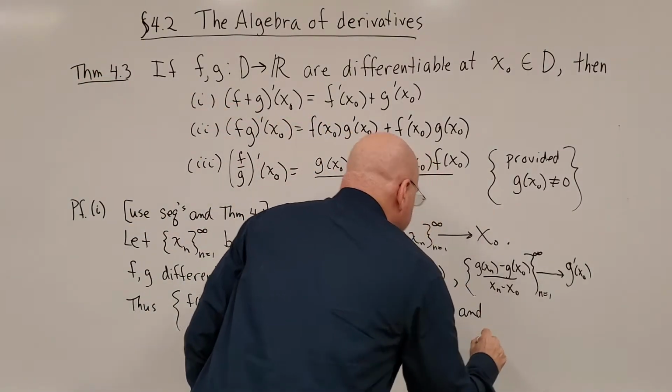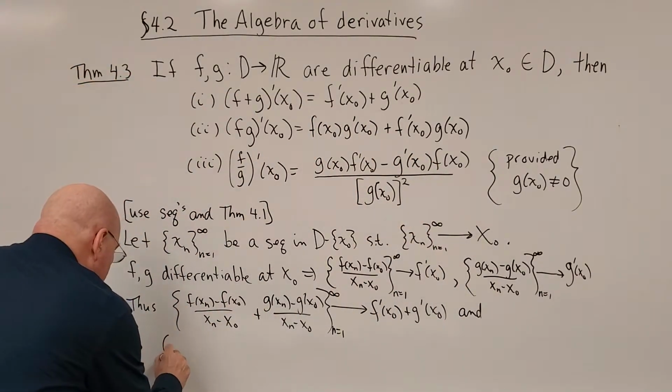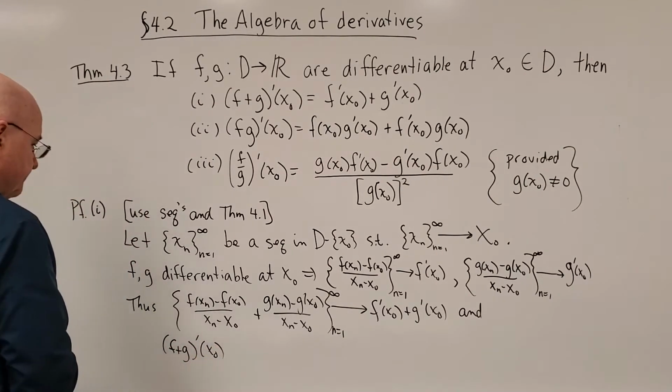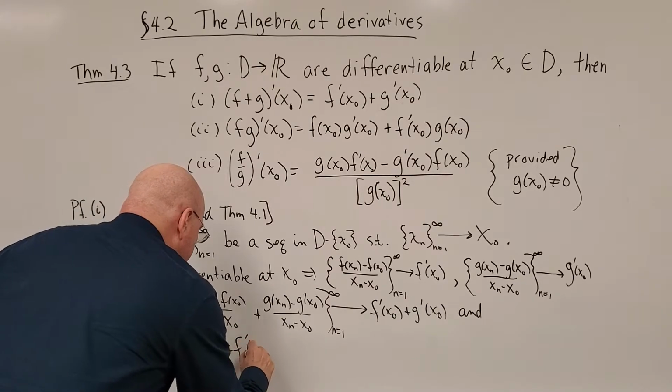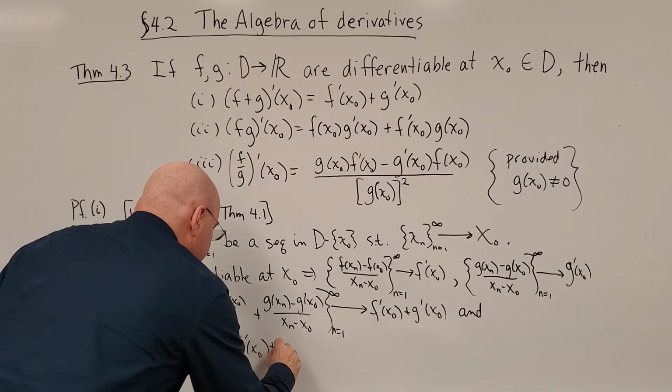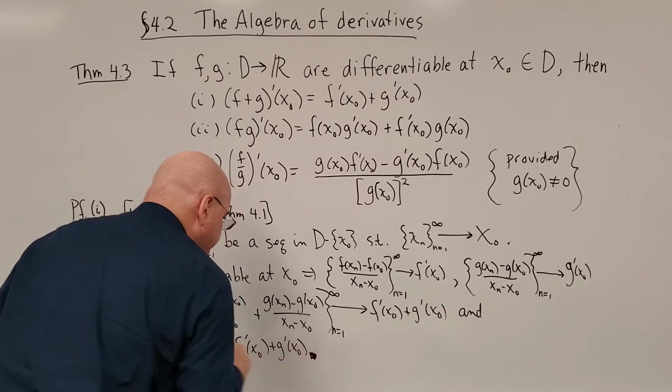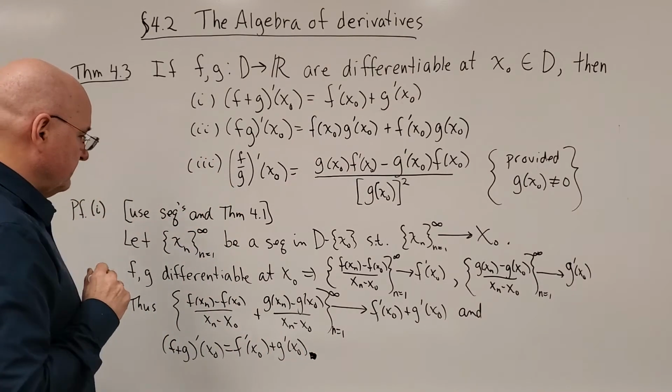And therefore, (f plus g) prime of x naught is equal to f prime of x naught plus g prime of x naught. And that's the proof.